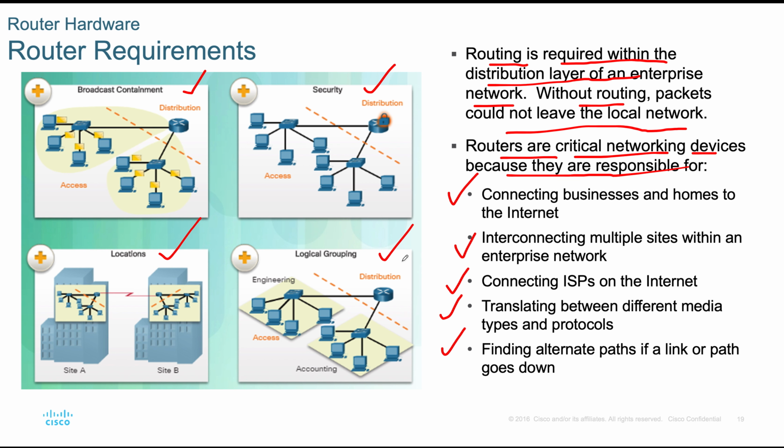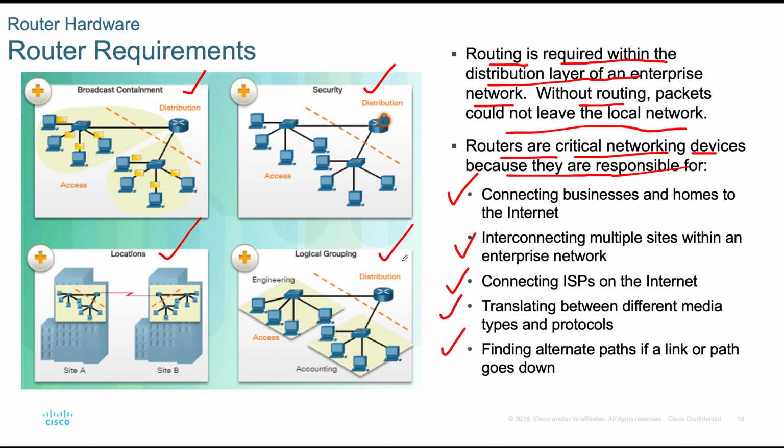Without a router, you cannot interconnect multiple sites within an enterprise network. Within your campus network, you cannot connect the multiple sites, like different faculties, together. Without a router, you cannot connect the internet service provider to the internet. Even the internet service provider's office cannot be connected to the internet without a router. Without a router, you cannot translate between different media types and protocols on the network. You can see how important a router is.